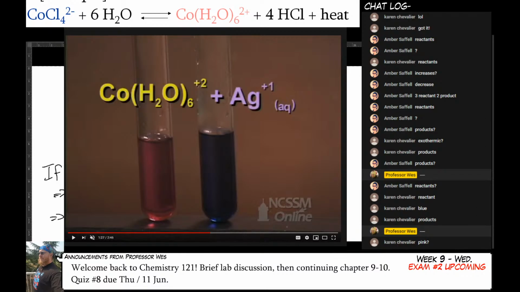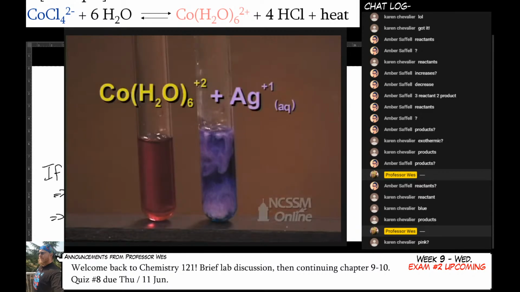So the amount of HCl that I have left over... Oops, I've got to go to this window. So if I don't have enough HCl here, I need to replace it, which means I've got to turn these things into HCl and this. So the solution should become more pink. Let's see if that's what happens.